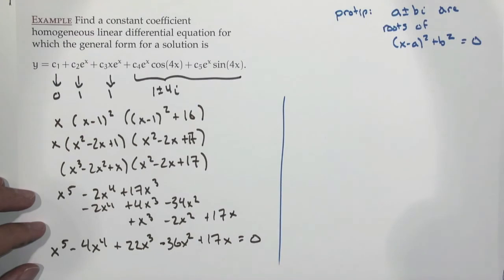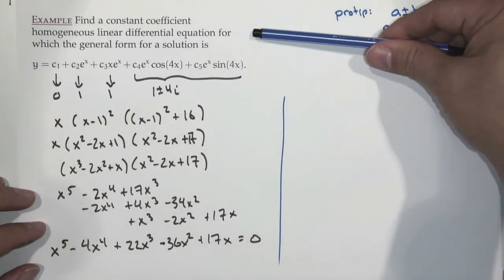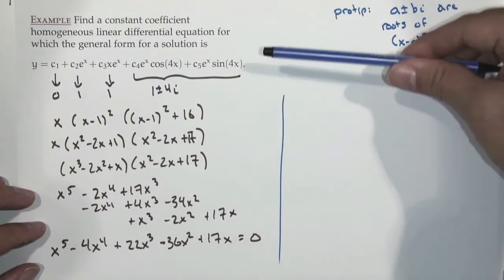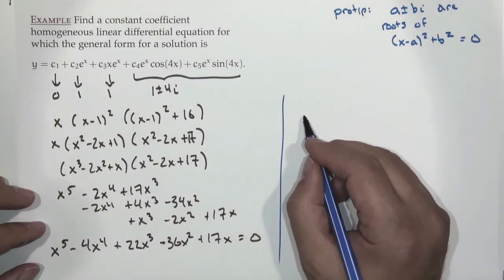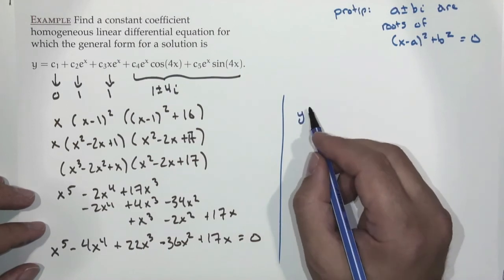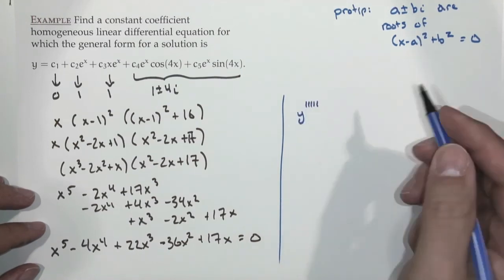Last thing is just like translate. See, we talked about going from differential equation to polynomial. Polynomial to differential equation is the same thing. So this x to the fifth would become what? Y to the fifth. Or you could write 5.